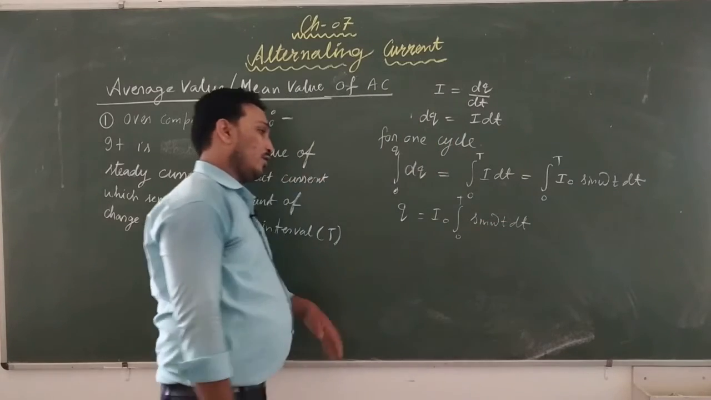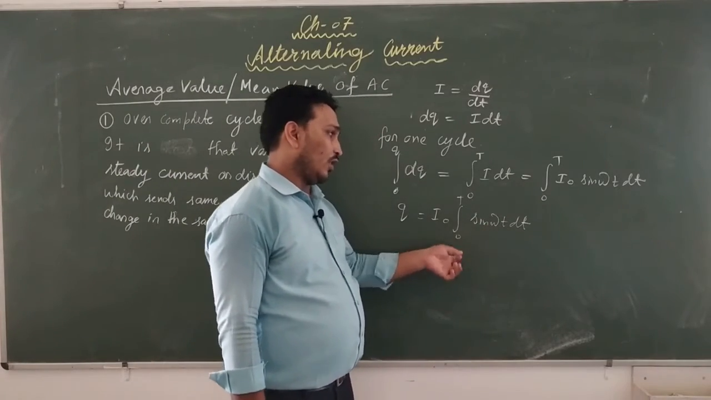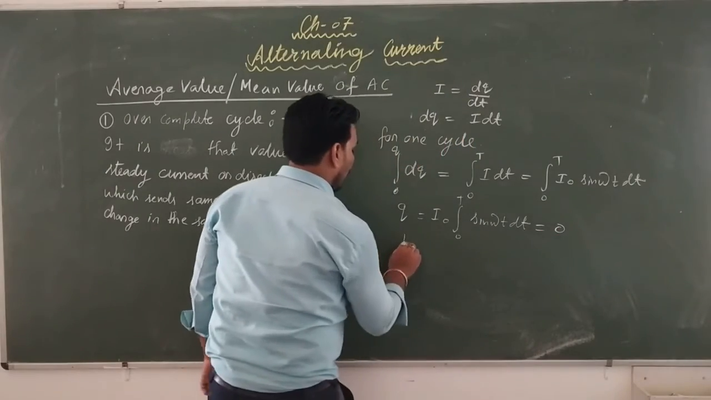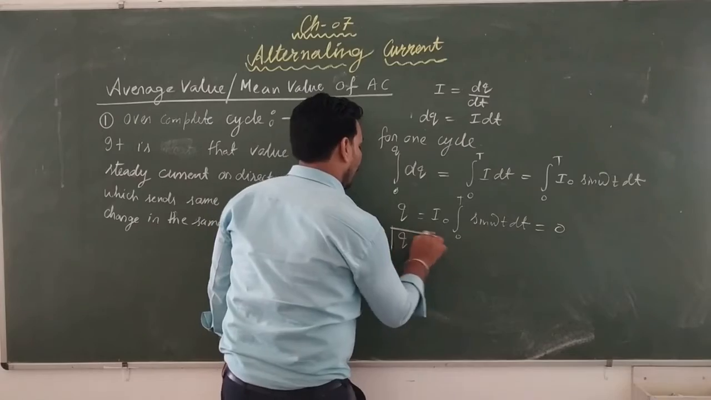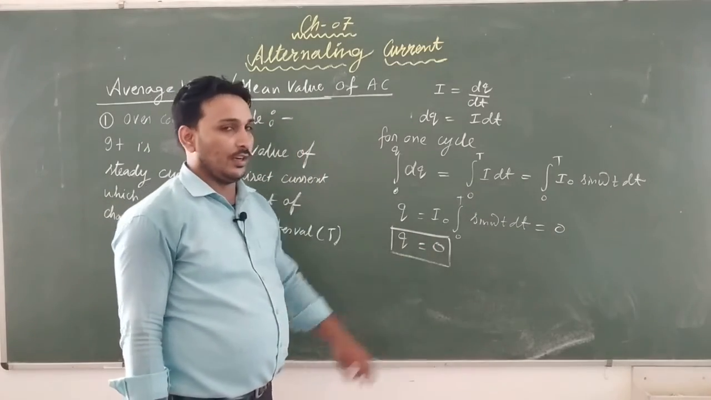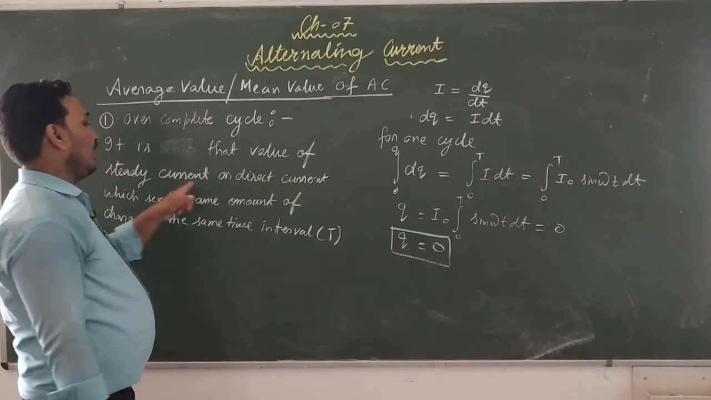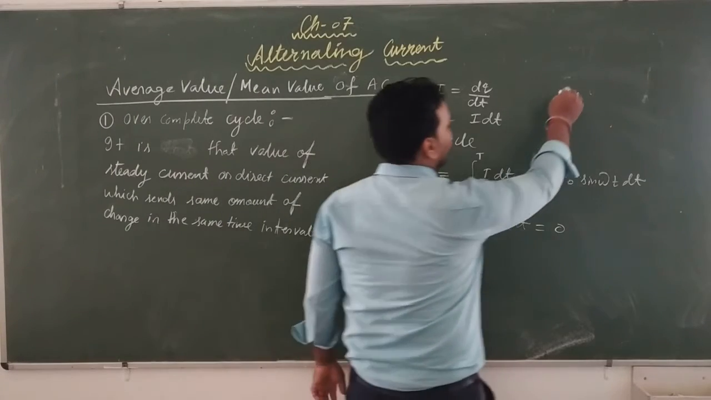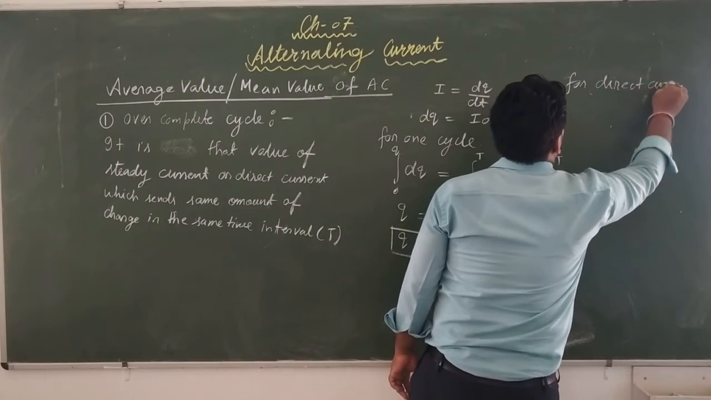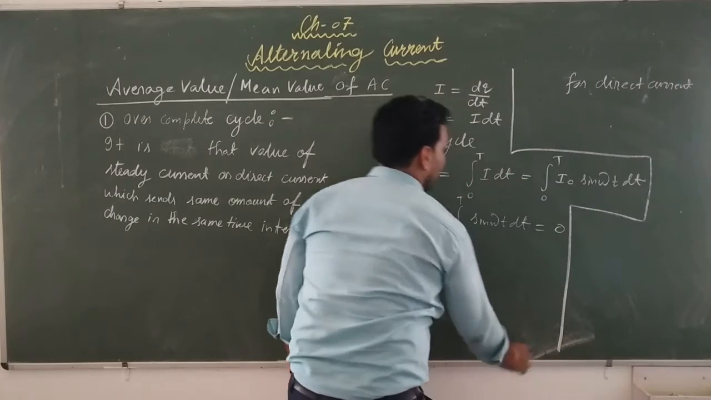Now, if you remember, just a few moments before I told you, whenever a sine or cos is integrated over a complete cycle, the answer is 0. So what we are going to have is 0. So the total charge the alternating current sends over one complete cycle is 0. This is the charge sent by the alternating current. That value of charge should be sent by a direct current or a steady current, for which we have defined this average value.